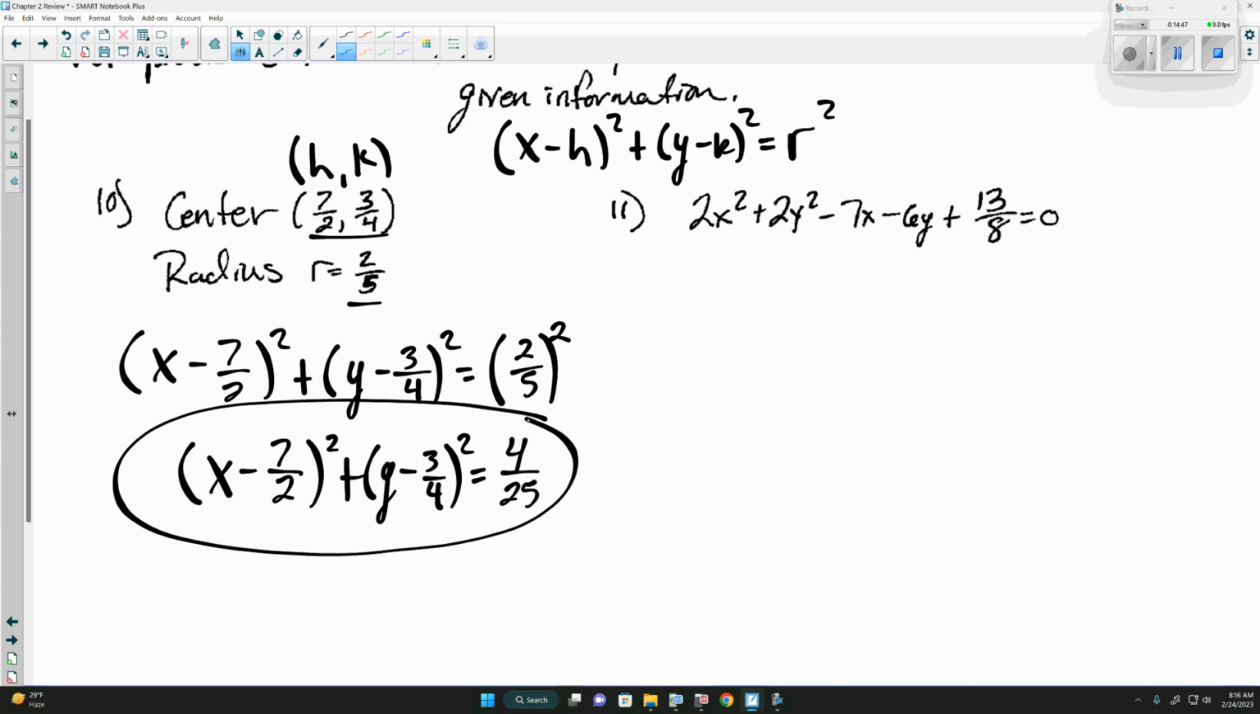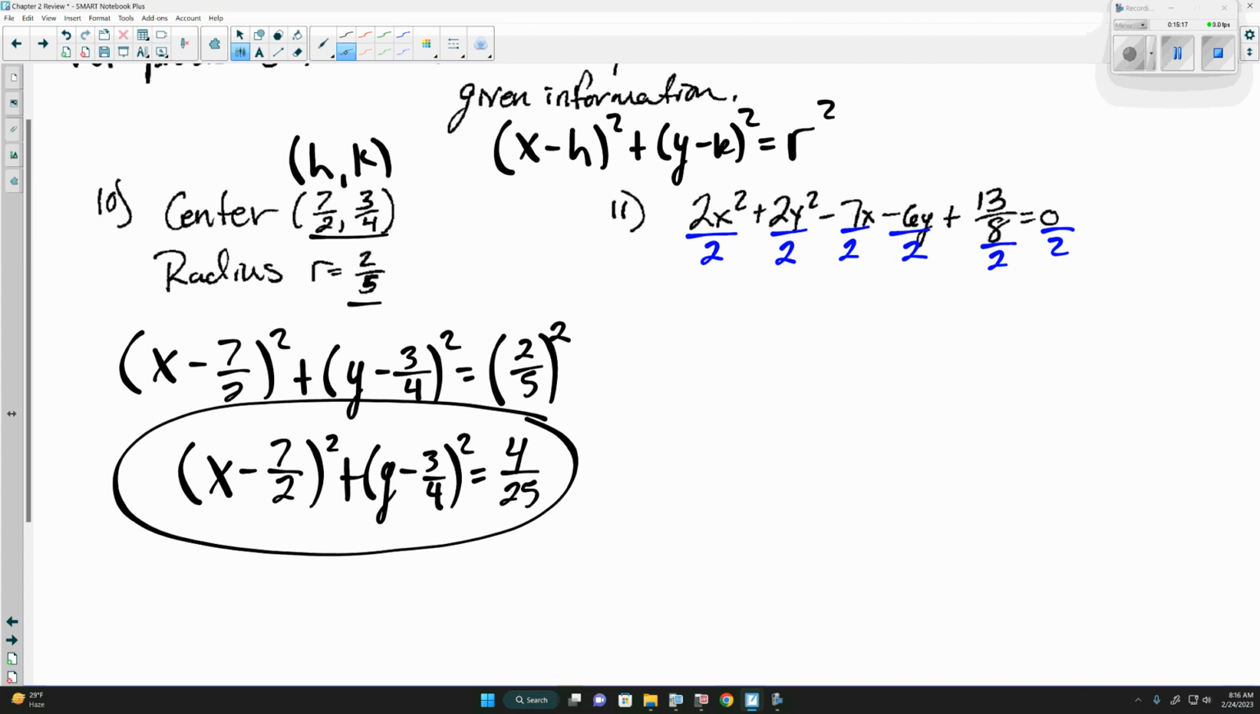Now, number 11, we have to get it back into standard form. This one's going to be the one using completing the square. Now, when we look at the x squared and y squared, if they have a number in front of them, for circles, they're going to be the same, and we need it to be 1. So the easiest thing we can do, if x squared and y squared both have a number in front of it, is to divide the entire function by said number.